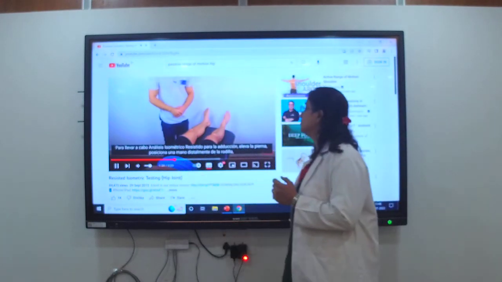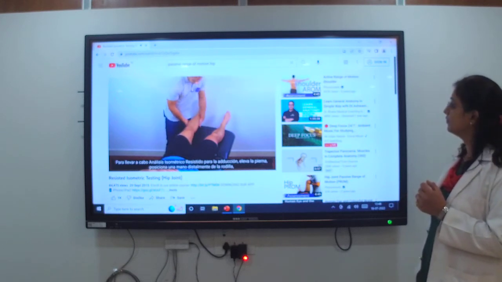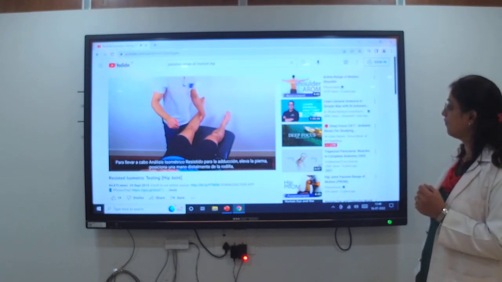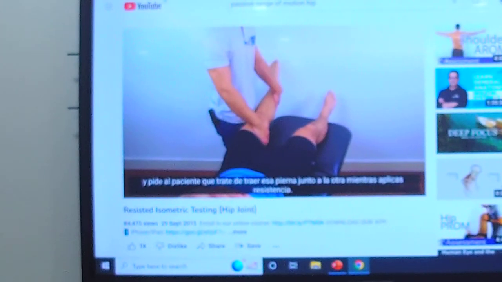To conduct resistant isometric testing for adduction, pick up the leg, put one hand distal to the knee and one hand proximal to the knee, and ask your patient to bring the legs together while you give resistance.